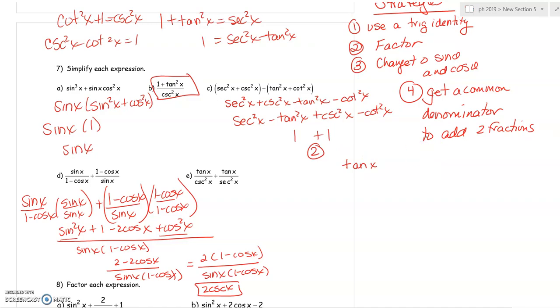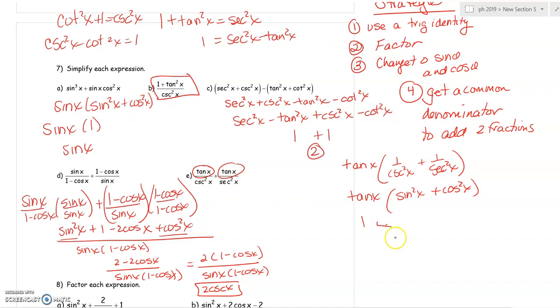I'm going to try factoring, because notice that both terms have a tangent x. So if I do 1 over cosecant squared of x and 1 over secant squared of x, notice that I have tangent x times sine squared x plus cosine squared x, which is really just a trig identity for 1, so I end up with tangent of x. So the factoring, I think, really came in handy.